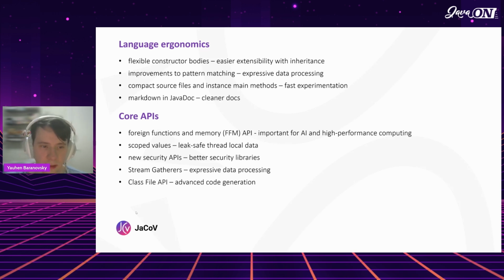Next, we have stream gatherers. So this is the extension to the Streams API, which basically allows us to have something similar to collectors, but in the middle of the pipeline. So they are not terminal. You can proceed with further steps of processing. And next, we have the class file API, which is a replacement for third-party libraries like ASM or ByteBuddy, and allows us to have safer bytecode manipulations in frameworks like Spring Framework or code generation libraries like Lombok, etc.